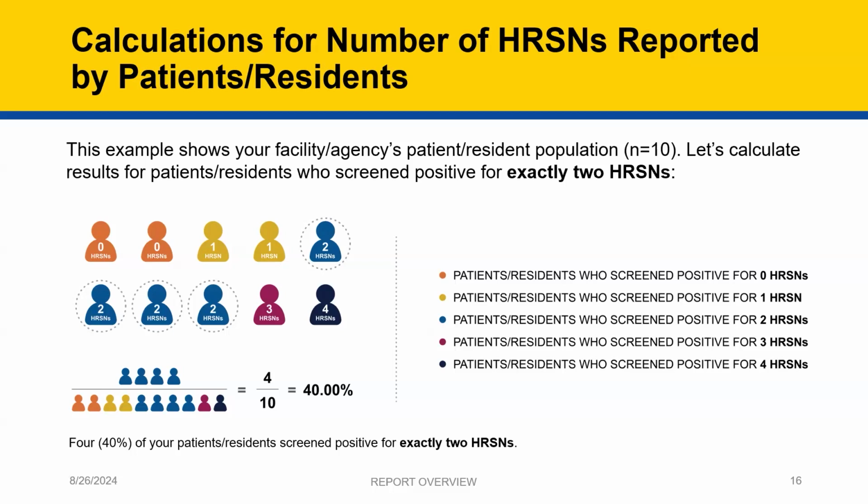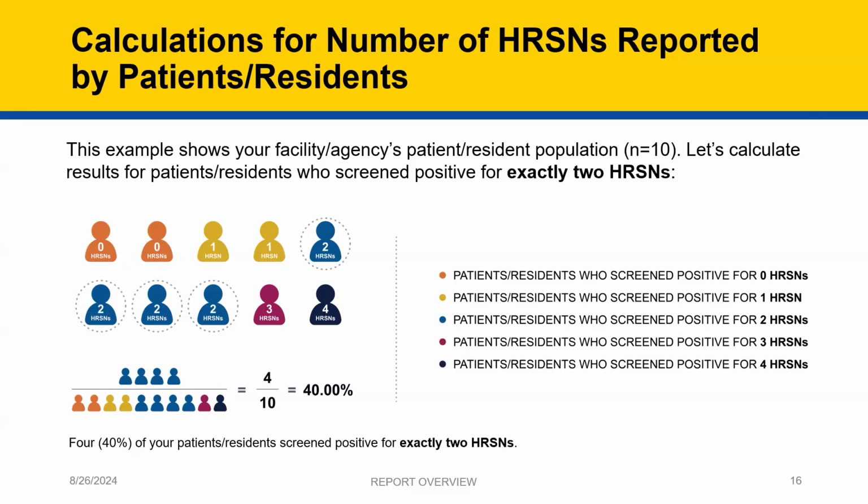Orange indicates 0 HRSNs were reported by the patient or resident. Yellow indicates 1 HRSN reported. Blue indicates 2 HRSNs recorded. Purple indicates 3 HRSNs reported. And the navy blue indicates 4 HRSNs reported.